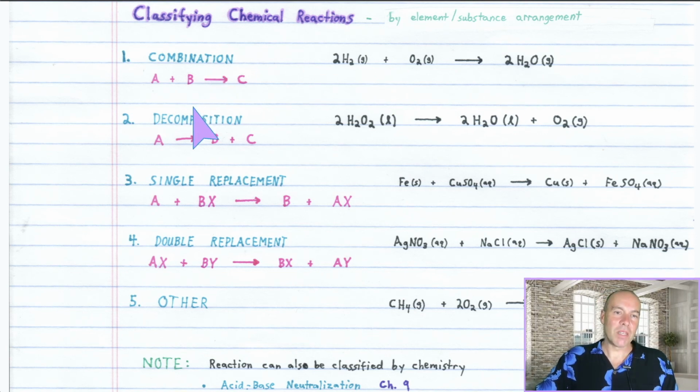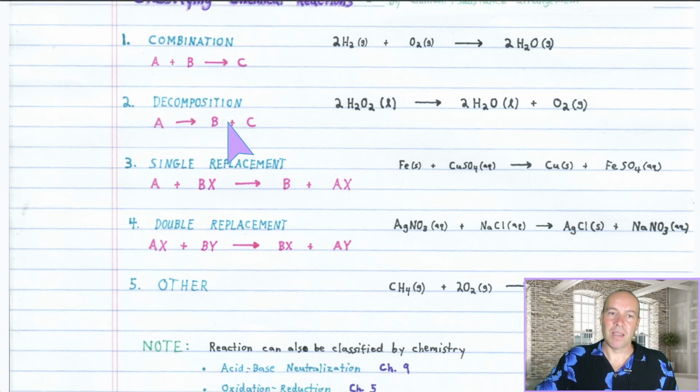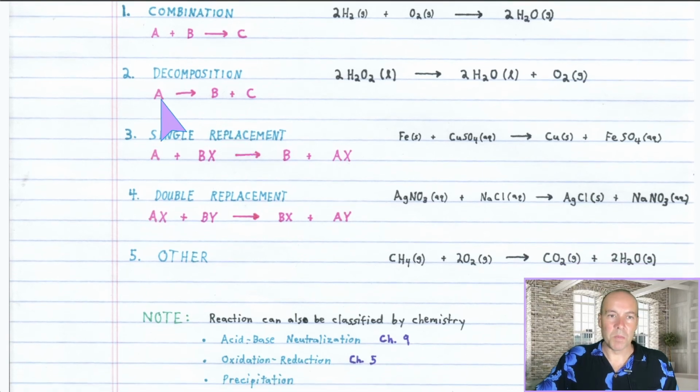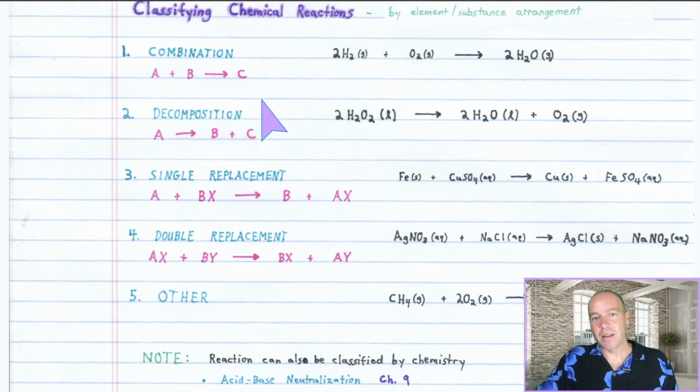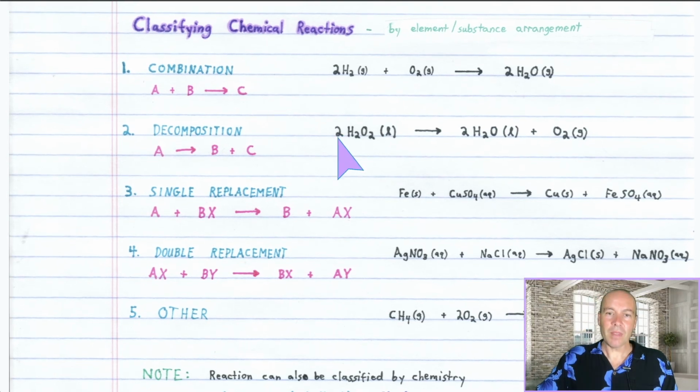A decomposition is the exact opposite. Here you have one substance and it splits apart into 2 or more. Okay, so it might look like A forms B plus C. And an example would be hydrogen peroxide. Liquid hydrogen peroxide breaks down, decomposes to form water and oxygen. And you've probably seen this reaction.